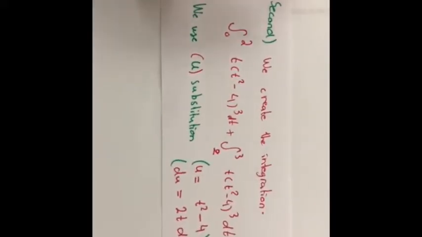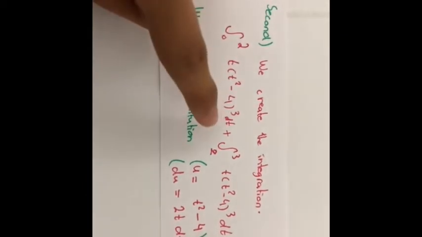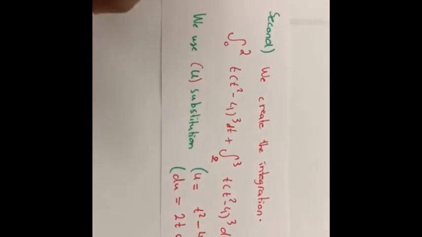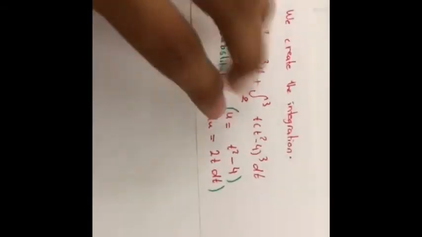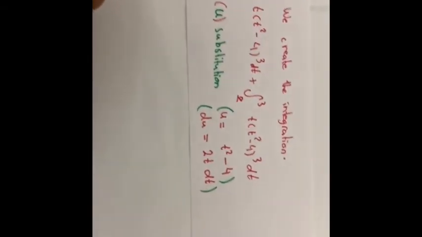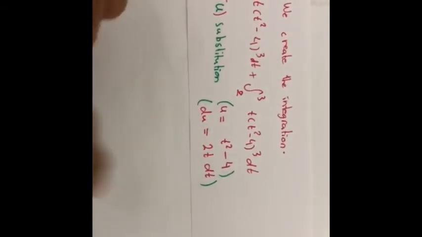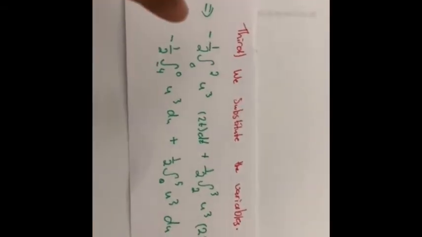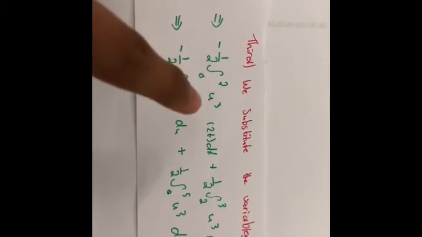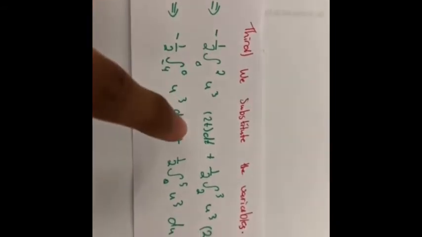Then we create the integration from 0 to 2 of the given function dt plus 2 to 3. Since from here it's negative and here it's positive, we use a u substitution. U equals t squared minus 4 and du equals 2t dt. Then we substitute the variables with the function. Negative half integration from 0 to 2 of u to the power of 3 times 2t dt plus half the integration from 2 to 3 of u cubed times 2t dt.